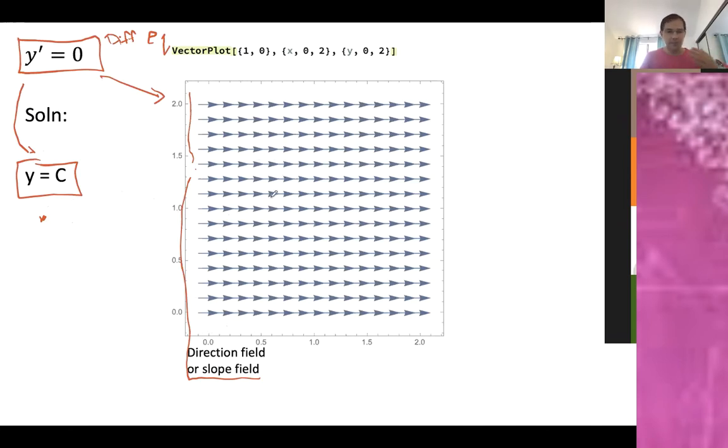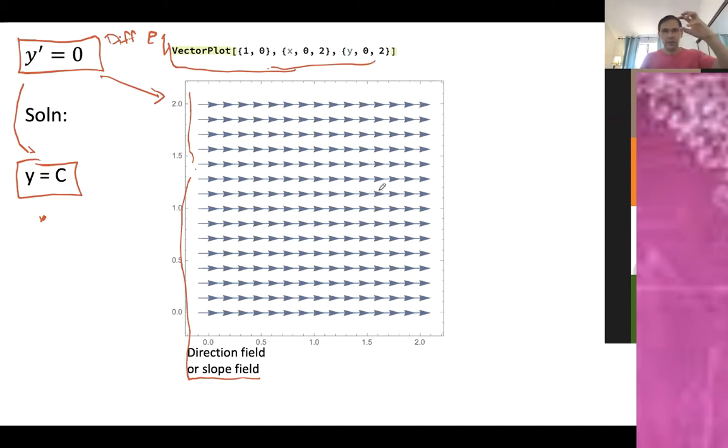I used Mathematica to draw this, and I put the code here in case you're interested. You can also do the same thing in MATLAB or Maple, and there are many others. So I used Mathematica, and this is the code that generates this direction field. Absolutely, don't worry about this. We don't even have to. I just wanted to mention it in case you're interested, you can have a look at that.